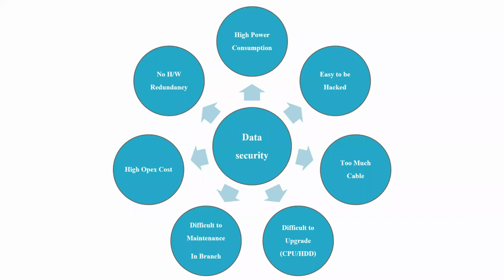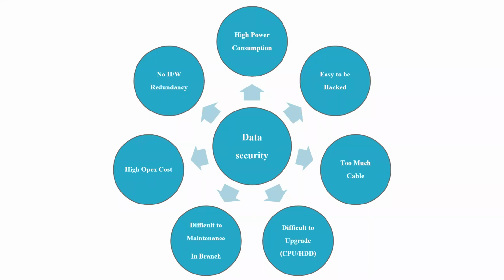In the PC desktop solution, we don't have hardware redundancy, there is high power consumption, and there is a possibility to hack the data and the system. Too many cables need to be laid down if we have 50 users. There are too many cables to lay down for interconnectivity, and it is difficult to upgrade the hardware if any expansion is required. There is the challenge of upgrading the existing hardware, and it is difficult to maintain the branch offices, with high operational cost.